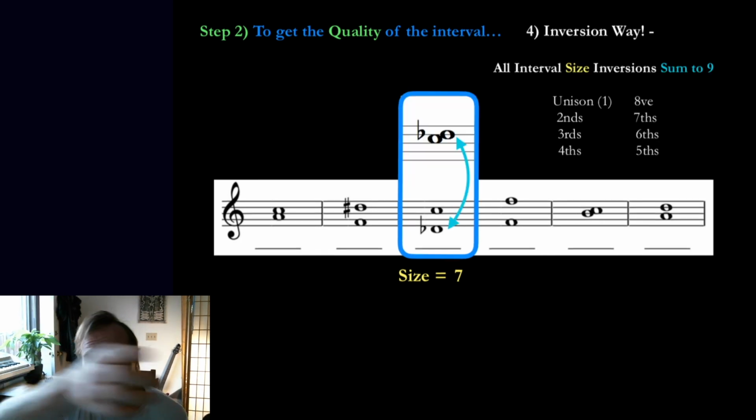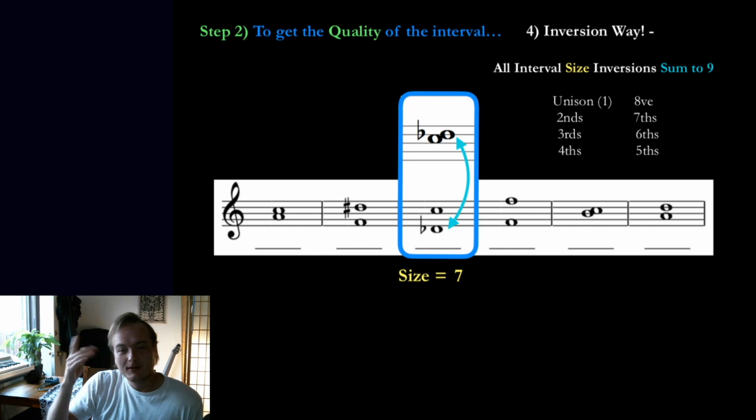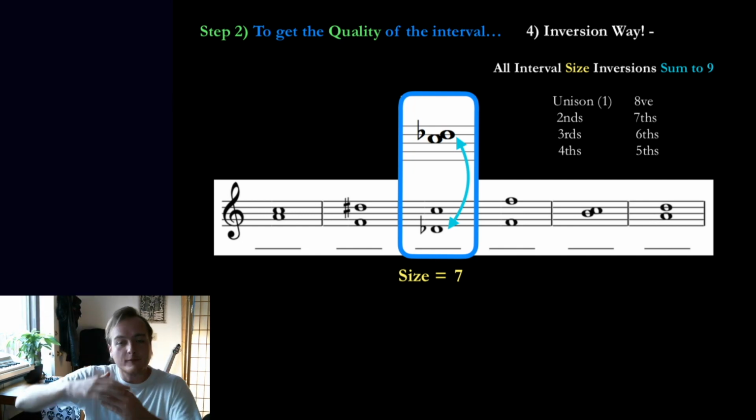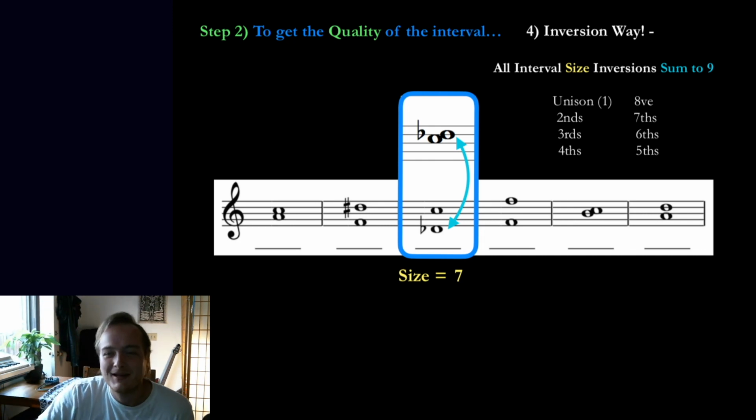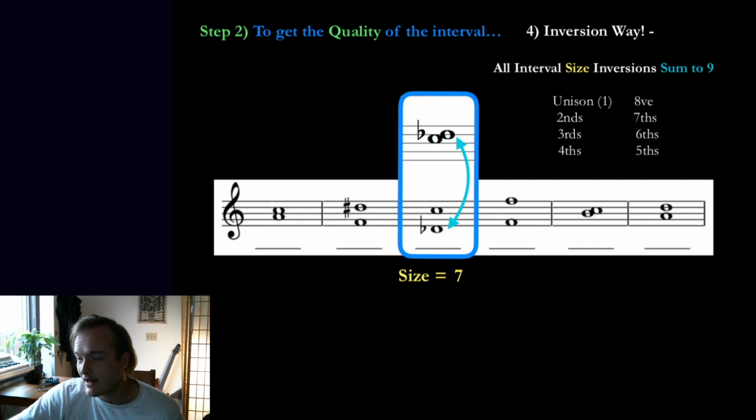So if we invert this interval, all we have to do is take the bottom note, D flat, and move it up an octave. So it goes from being a big interval to suddenly becoming a much, much smaller interval, and one that becomes way easier to read. This seventh now becomes a second, some kind of second, either major second or minor second. We still don't know the quality.